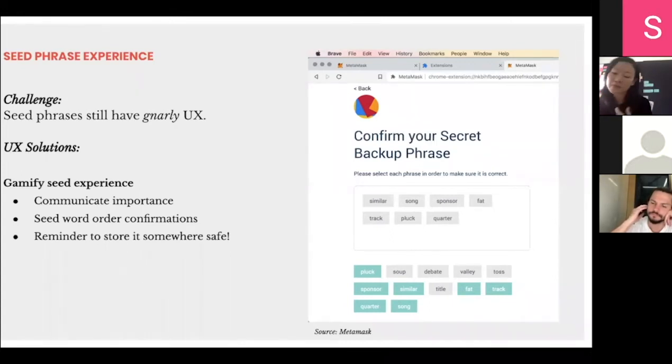I do like what MetaMask did, where in order to confirm your seed backup phrase, instead of typing it all in, they want you to do a puzzle piece type arrangement, just to make sure that you have the words written in the right order.